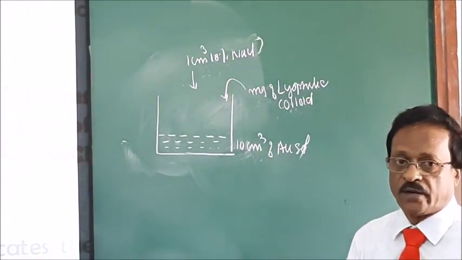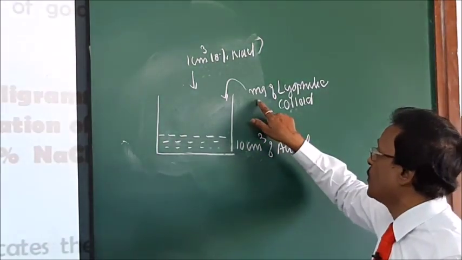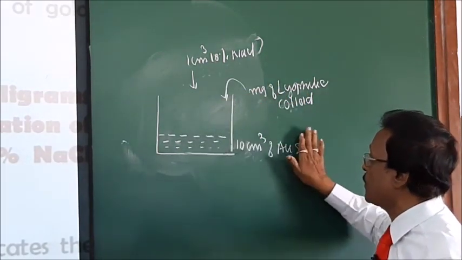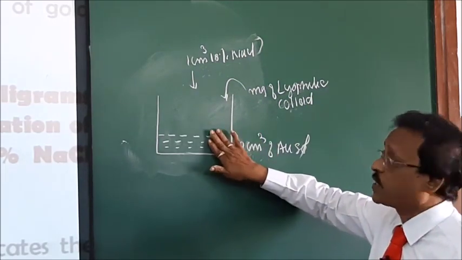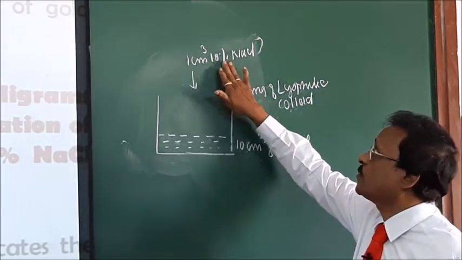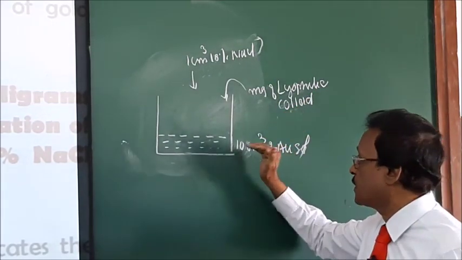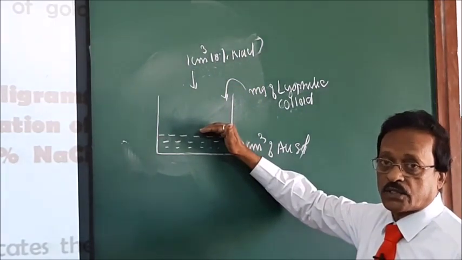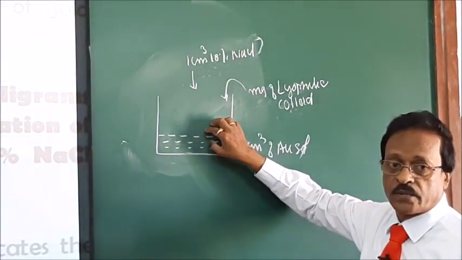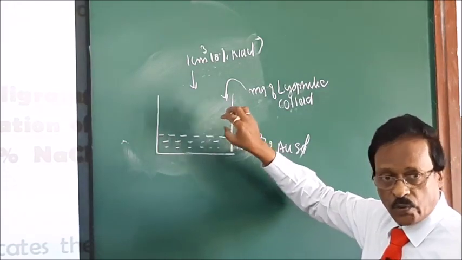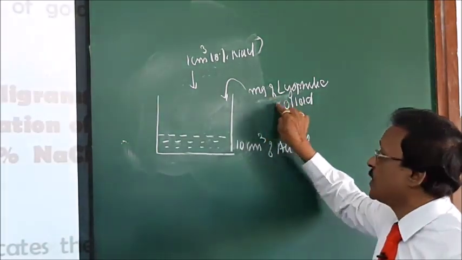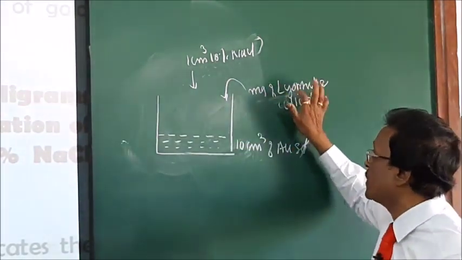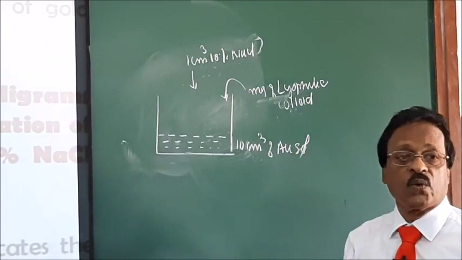Can you understand now? The gold number is the number of milligrams of lyophilic colloid that should be added to 10 ml of gold sol just to prevent precipitation on adding 1 ml of 10% sodium chloride. I have taken the 10 cm3 gold sol. I am going to put sodium chloride electrolyte, 1 ml of 10%. You have to protect the gold sol, and it should not cause coagulation. To prevent coagulation, how many milligrams of lyophilic colloid should be added? That you have to find out by experiment. That number of milligrams of lyophilic colloid is called the gold number.